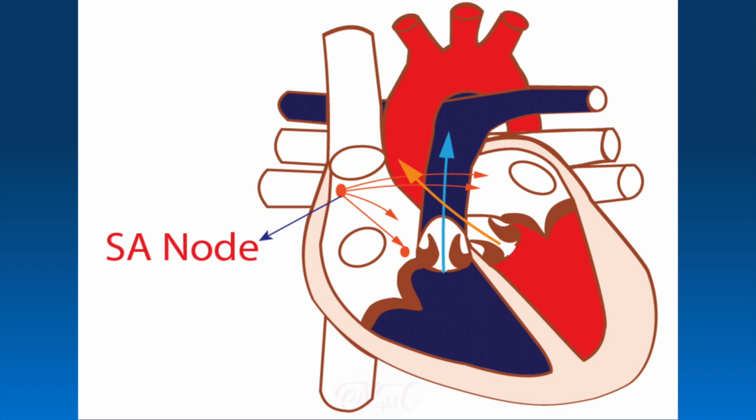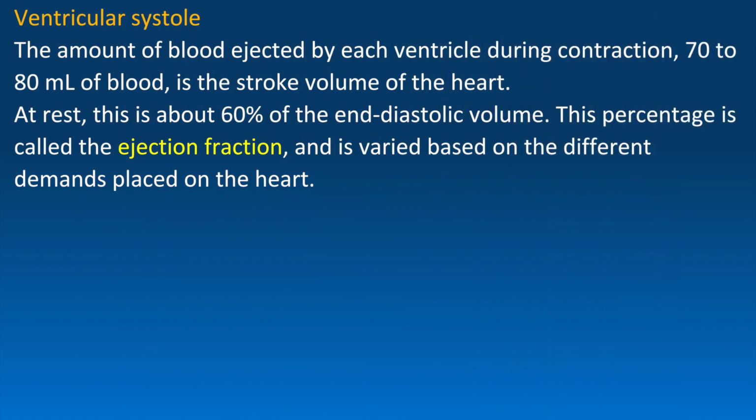The right ventricle also experiences isovolumetric contraction and ventricular ejection. Yet, pressure in the right ventricle and pulmonary trunk are significantly lower. The amount of blood ejected by each ventricle during contraction, that is 70 to 80 ml of blood, is the stroke volume of the heart. At rest, this is about 60% of the end-diastolic volume. This percentage is called the ejection fraction and varies based on the different demands placed on the heart.